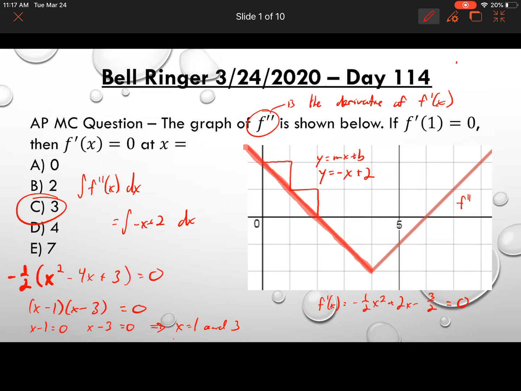So this is a good problem because it gives you the derivative of a function, f double prime in this case, and it asks you a question about the original function, which in this case was f prime. So hopefully you think about the antiderivative in situations like this. So we just found the antiderivative where we took the integral of the given function. Okay, so hopefully you got the same answer.